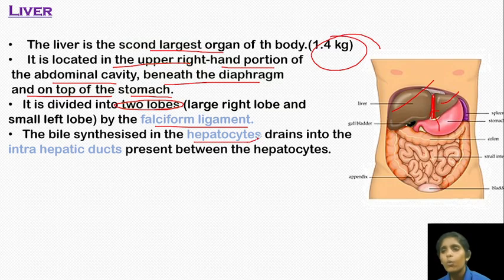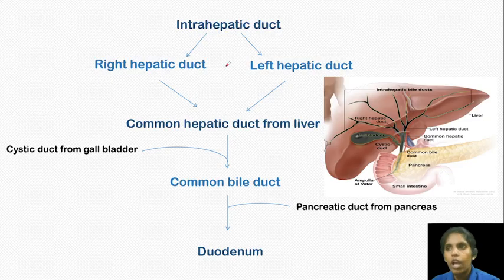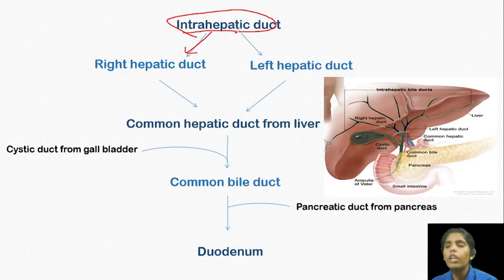Hepatocytes will synthesize the bile, and this bile will enter into the intrahepatic ducts present between the hepatocytes. All the bile synthesized in the hepatocytes will enter into the intrahepatic ducts, and from the intrahepatic ducts they will enter into the right hepatic duct and left hepatic duct. And these right and left hepatic ducts will combine and drain into the common hepatic duct from the liver.